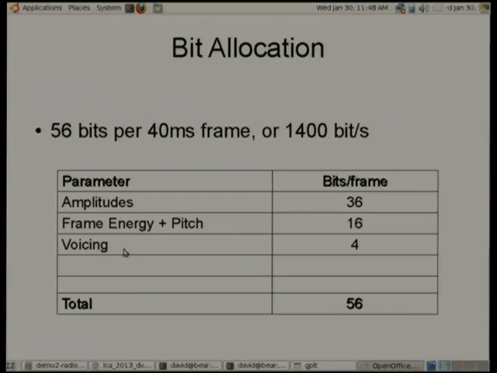There's another parameter I didn't discuss, and that's called voicing. That's really whether the sound we're generating is a consonant or a vowel. When it's a consonant, it's mainly noise-like, sh, sh, and we don't need that pitch information. We just put random noise in there instead and shape that with the amplitudes. So the voicing is a little binary switch that we update regularly as well. Total of 56 bits per 40 millisecond frame, or 1400 bits per second.